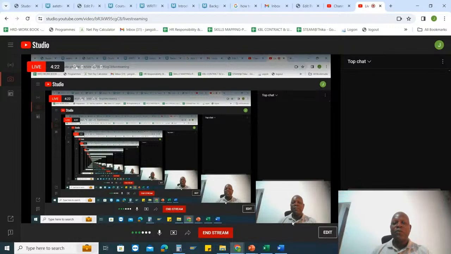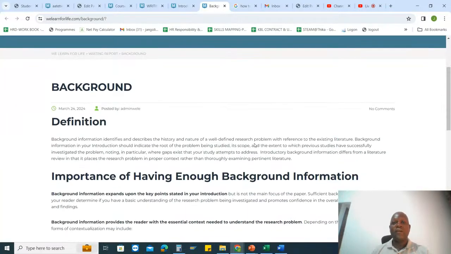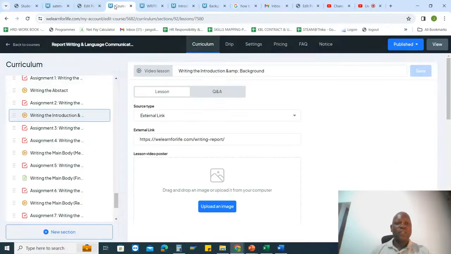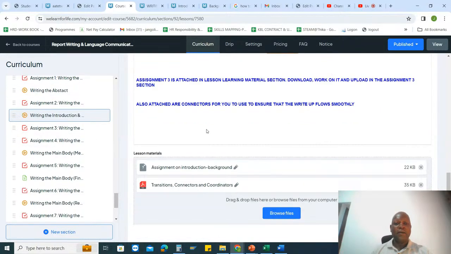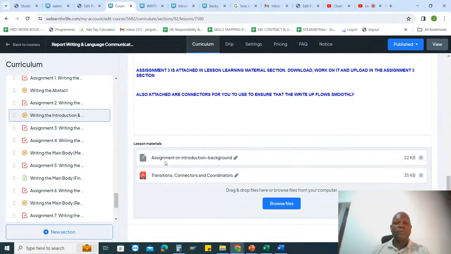All this is put on the link, and we have the instructions on the link. In addition, I'd like to mention that in the link of the lesson, we have an assignment on introduction and background attached to it. So look at the assignment, go through it, and respond to it appropriately. Assignment 3 is attached in the lesson learning material section. Download, work on it, and upload it as a result of what you've done.